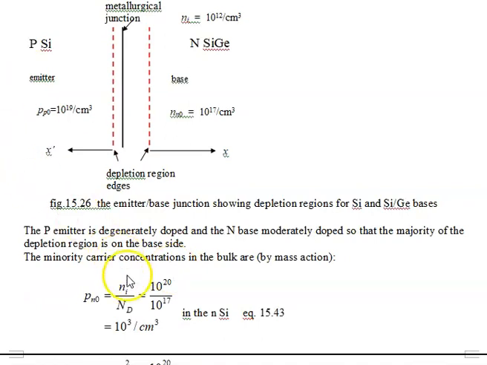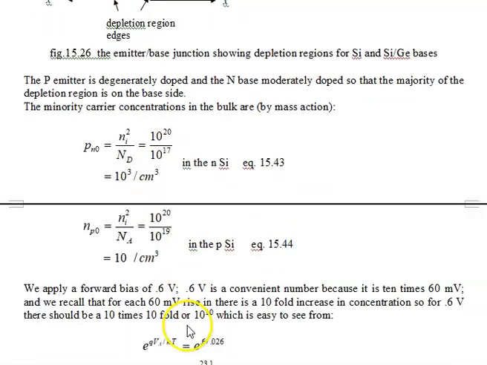And we can see that by finding the minority carrier concentrations. For example, in the base, these would be minority holes in the N-type base, and that's just equal to the intrinsic concentration squared over the doping. This is the law of mass action. This is what we've been doing all this time. This is for an N-type silicon base, and we find 10 to the third per cubic centimeter. Of course, that's something we've seen time and time again.